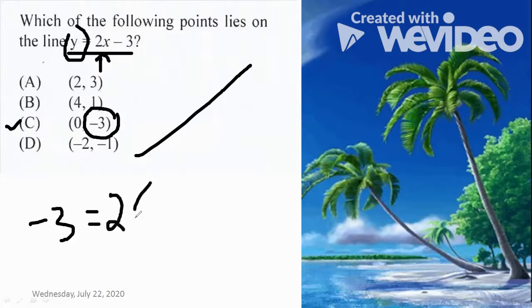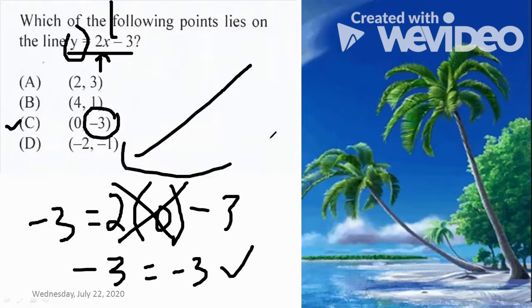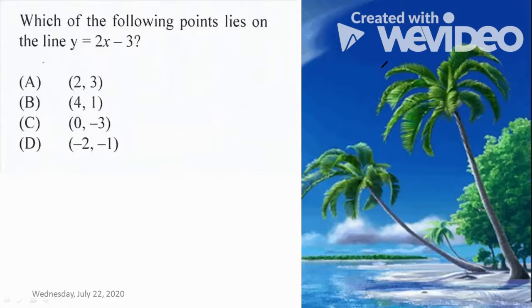multiply by x. What is x? 0. Then we have what? Subtract 3. Now 2 times 0 is 0. So we end up with negative 3 equal to negative 3. Alright, so negative 3 is actually equal to negative 3. So therefore C actually lies on this line here. Alright, so we're going to move on to the next question.